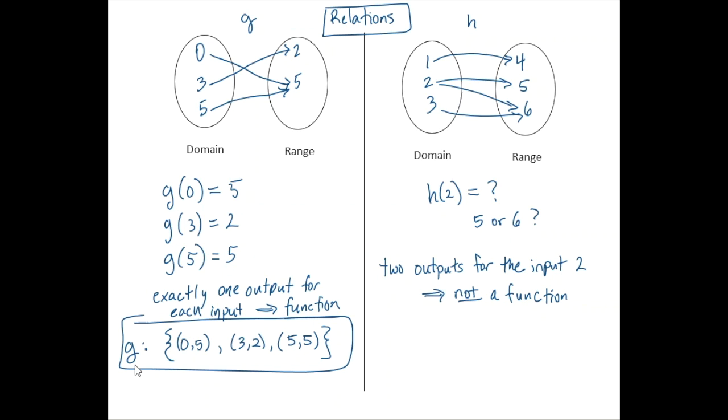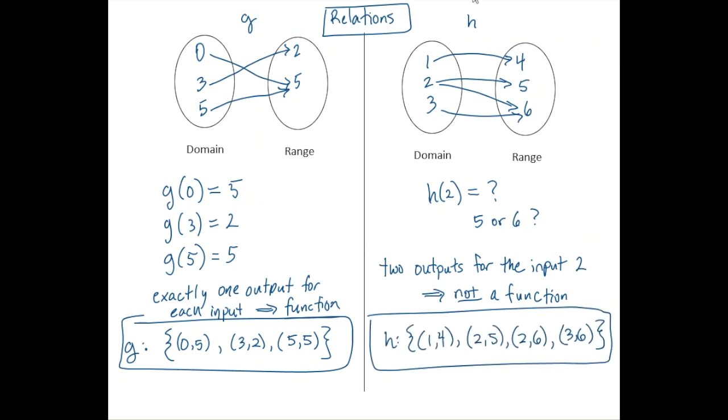For G, we get the ordered pairs (0, 5), (3, 2), and (5, 5). For H, we get the ordered pairs (1, 4), (2, 5), (2, 6), and (3, 6).